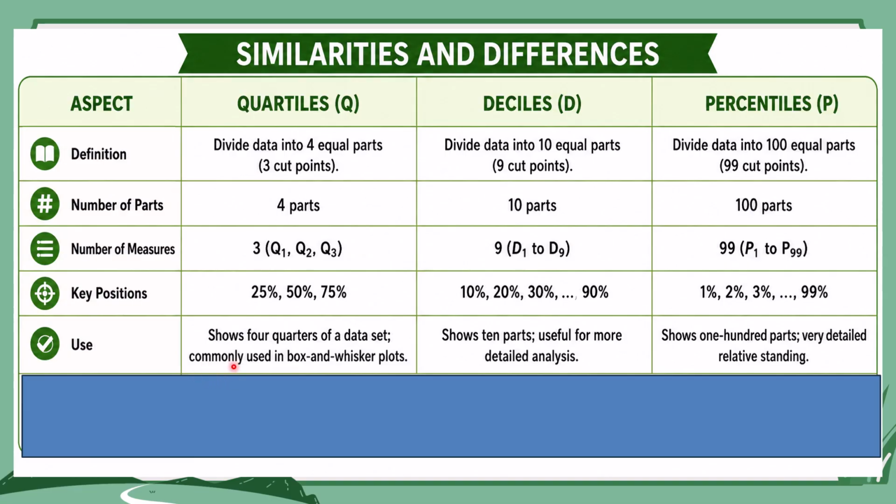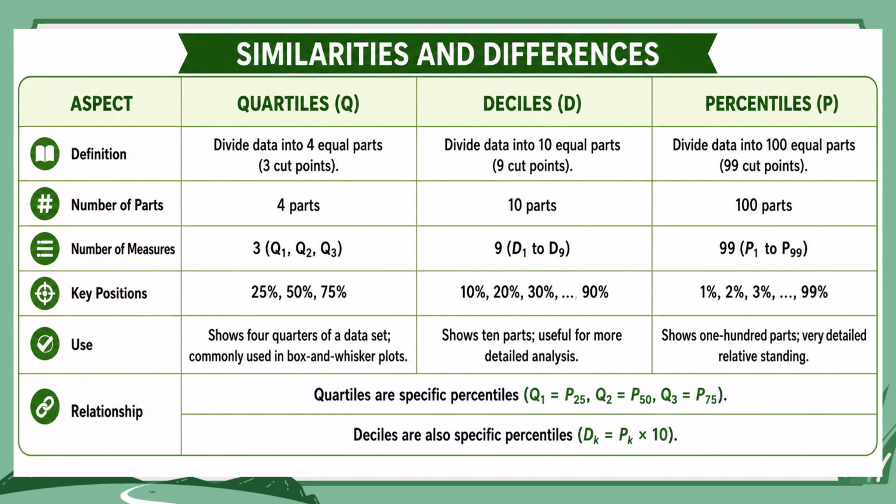Quartiles show 4 quarters of the dataset, commonly used in box and whisker plots. How about the deciles? Deciles show 10 parts, useful for more detailed analysis. How about the percentiles? Percentiles show 100 parts, which is very detailed for relative standing.